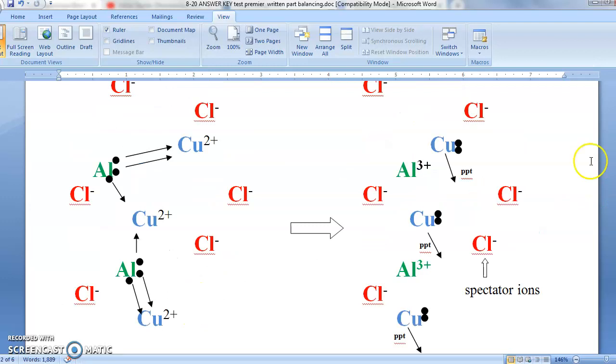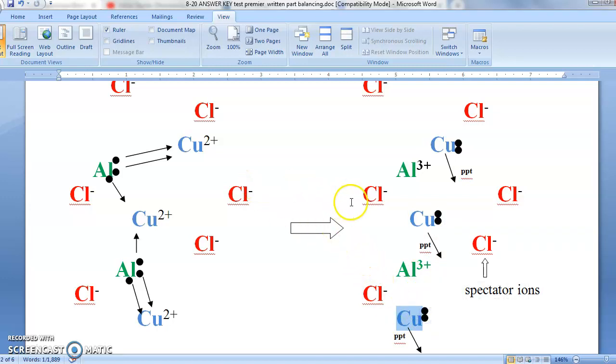So what happened to the coppers? On the reactant side, they were positive, 2+ each, so they were able to stay in solution. But during the reaction, the aluminums forced electrons on them. So this copper right here now has 2 valence electrons forced back on it. This one has 2 valence electrons forced back on it.